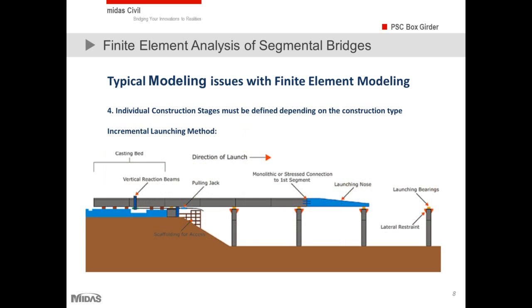This is how the incremental launching method is completed. You can see that on the very left there is a casting bed where all the elements are cast, and once the element is cast and it has hardened, it is pushed along the bridge. We cast the element at the casting bed and we keep on pushing it along the length of the bridge, and at the front we have a launching nose which controls the deformation. The piers are constructed already, and we have the launching bearings and lateral restraint at each pier, and once the bridge erection is complete, we replace the temporary bearings with the permanent bearings. So this is how the incremental launching method works.